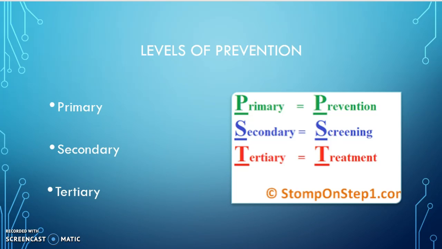Tertiary strategies are implemented during the middle or late stages of clinical disease and refer to the measures taken to alleviate disability and to restore effective function. An example of this is management and treatment of chronic diseases. The picture on the slideshow is a way to remember the difference. P is for prevention, S is for screening, and T is for tertiary.